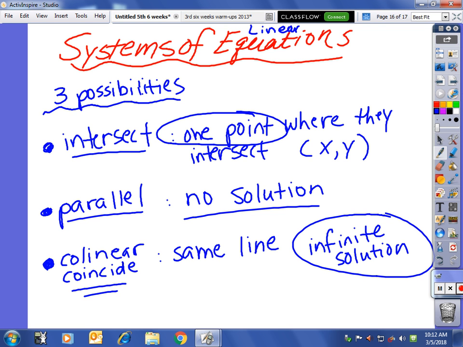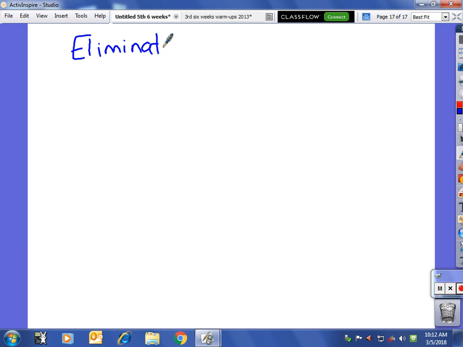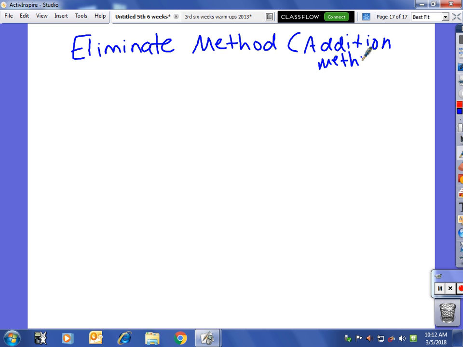We're going to look at a different method today to solving a systems of equations, and there's a ton of different methods. Today we're looking at what's called the elimination method. We're going to force one of the letters to go away. We're going to eliminate it. Sometimes this is referred to as the addition method. It's just adding the two equations together.